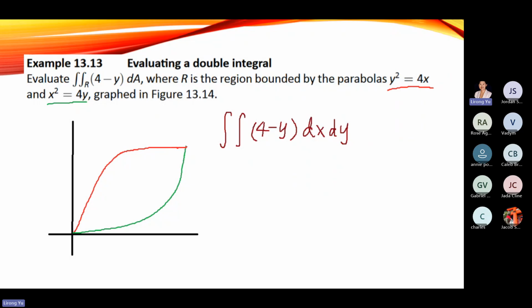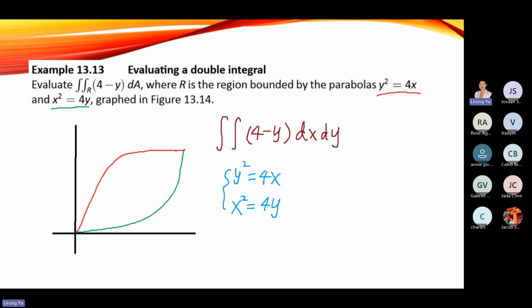So we're going to pair these two curves. In order to determine the integration limit, we have to find the point of intersection. This one is not given. So it's not a rectangular integration region. So we pair these two equations: y squared equal to 4x, x squared equal to 4y. So now it's time for solving for the intersection point.